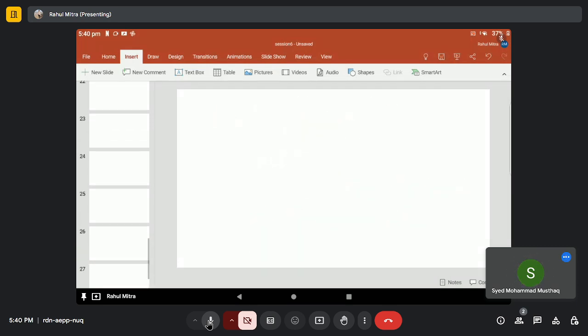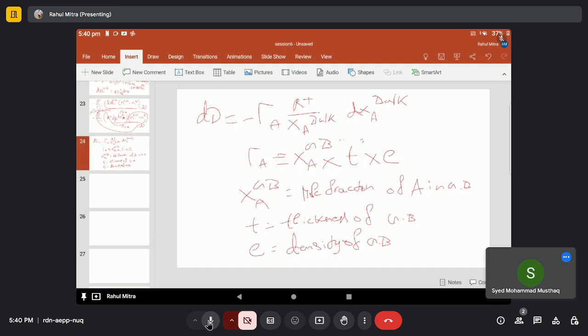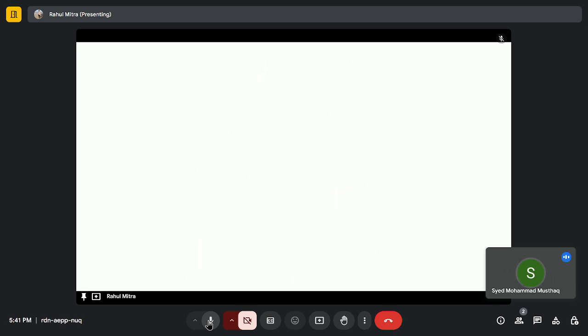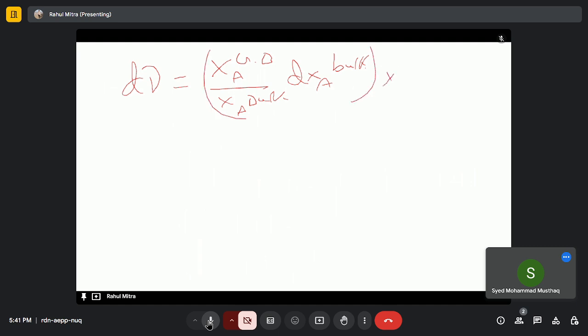We are near the end of the derivation. So on substituting them here, say for nanomaterials, it's a bulk times dXA bulk times RT, thickness times rho.